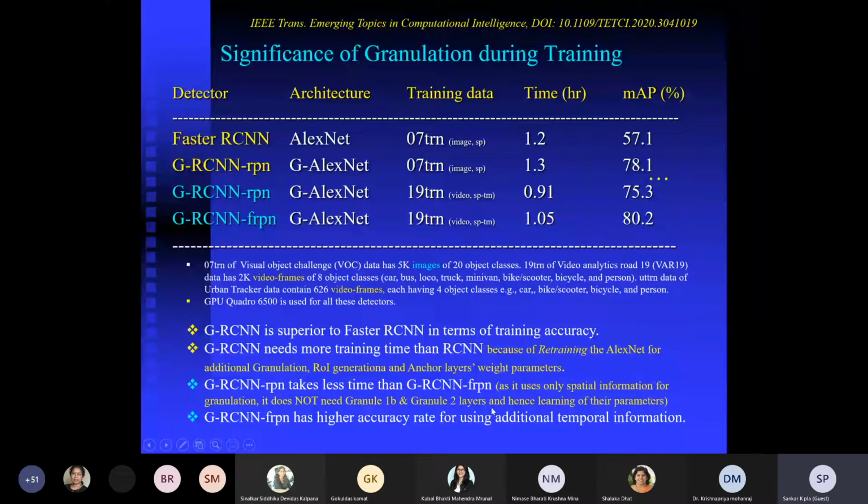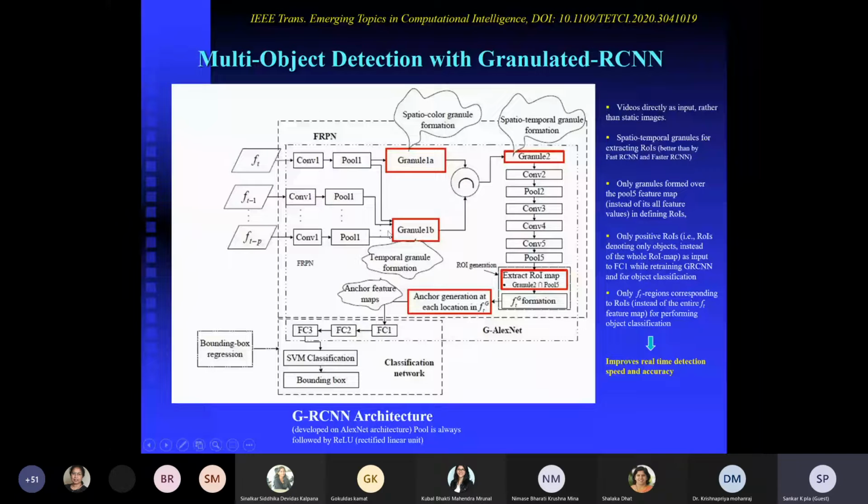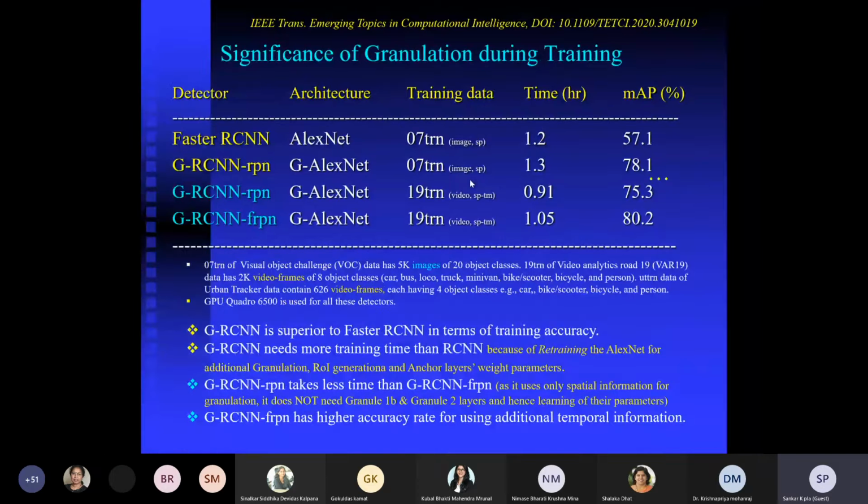See, for spatial granulation, but for temporal, you need to use this one and this one also. There are two operations, so two layers are replicated, hence the learning time increases. GRFRCNN has a higher accuracy rate for using additional temporal information. And this image has got 20 objects like car, bus, loco, truck, minivan, bike, etc.